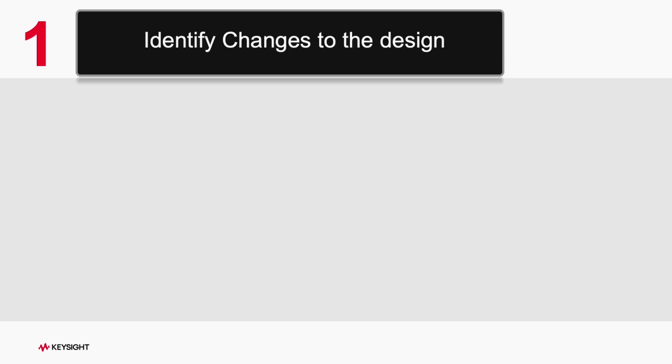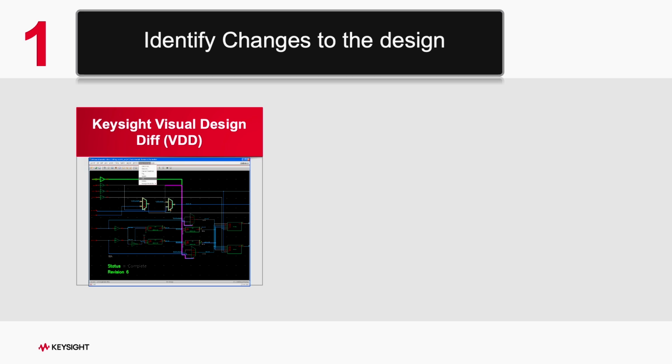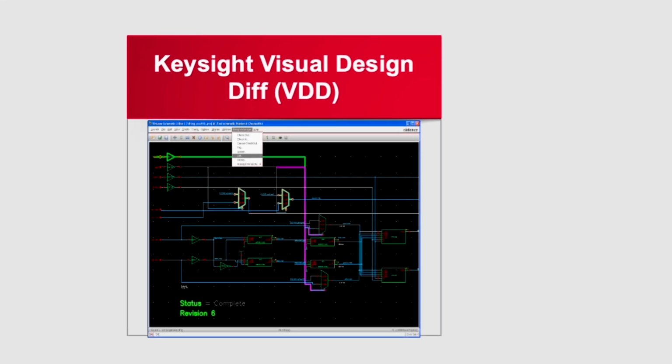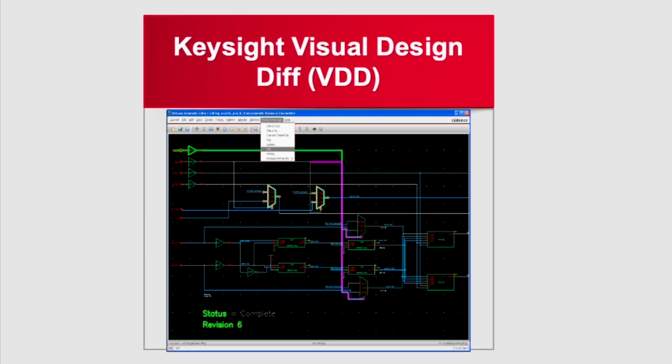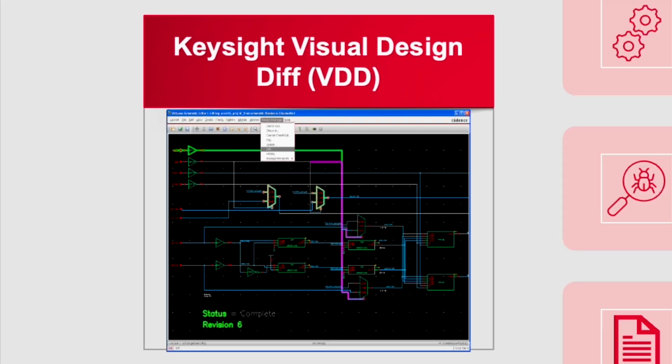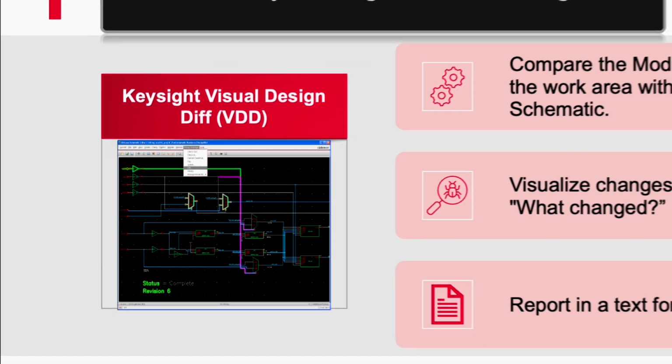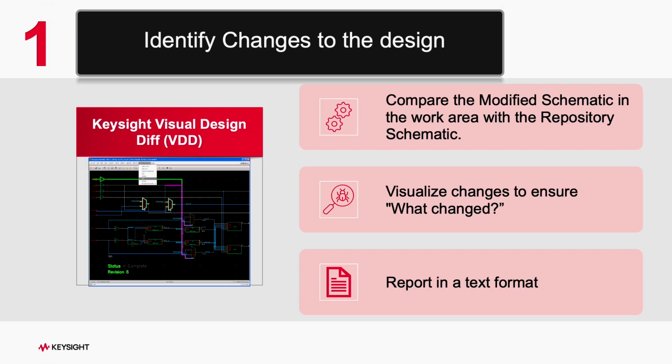So for the first part, you can use Keysight's Visual Design Diff, which is VDD. It gives you a way to visually identify differences between two revisions. So right here is a difference. You can identify maybe, oh, this wire was newly added from the previous revision, and this wire was removed from the previous revision. Maybe this was a new instance, or a new label was added, a new instance was added, or some CDF property of some instance was changed, which is another important criteria.